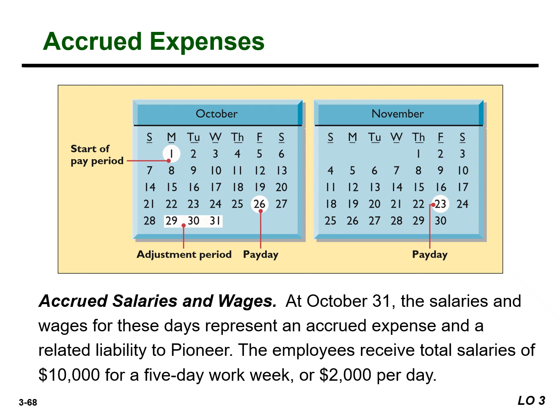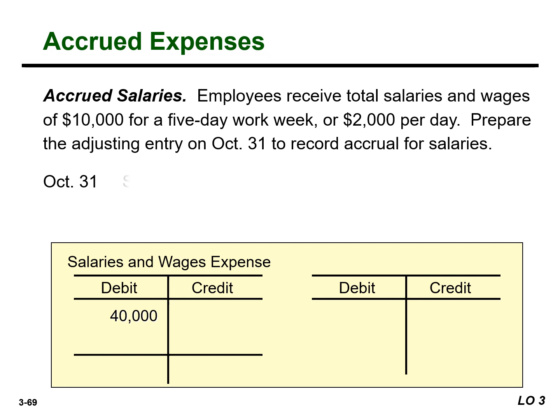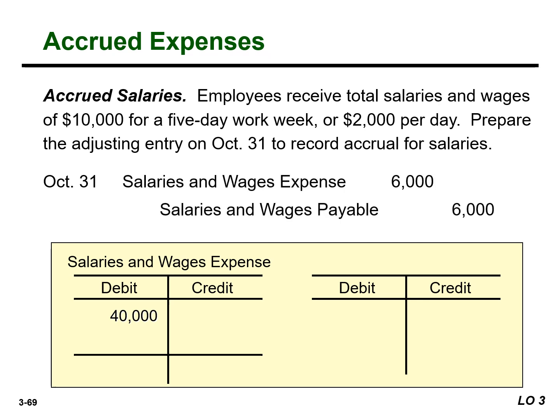We accrue salary and wages at the end of the month because it's incredibly rare that a pay date aligns with the end of the month. And so we have to accrue everything: payroll, taxes, everything to the date. And so we debit the expense and we credit the payable.